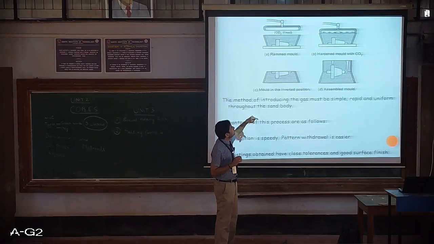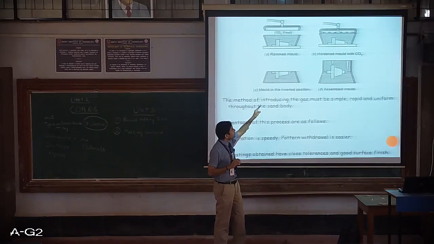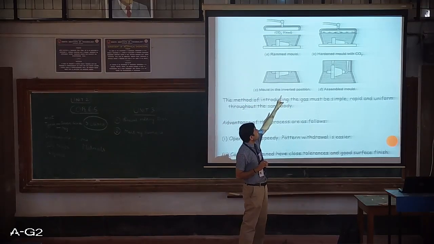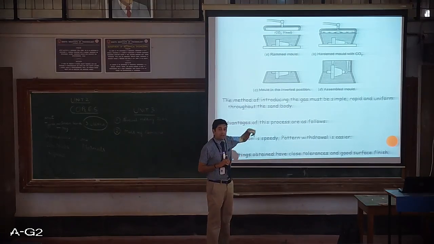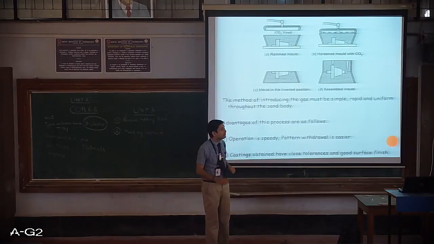Then you have an external feature by which you will pass the carbon dioxide gas. That top is for passing of carbon dioxide. In the B image, you can see that a cover is being put on it, and carbon dioxide gas is passed. Those arrow marks show that the carbon dioxide gas is passed. What will that do? That will harden the mold.